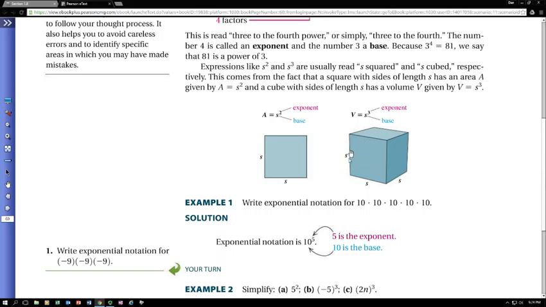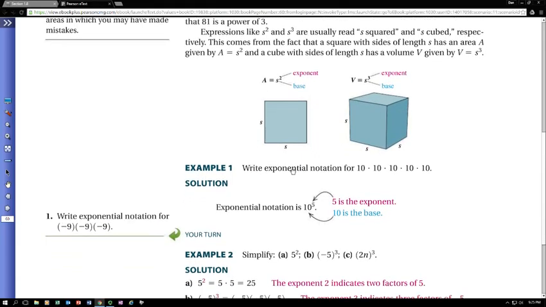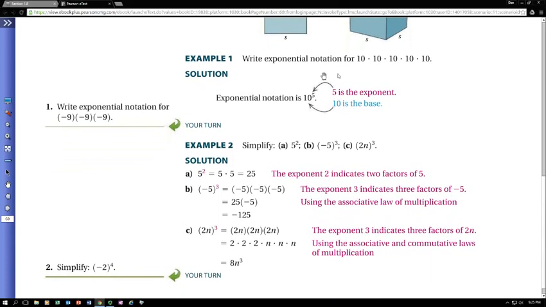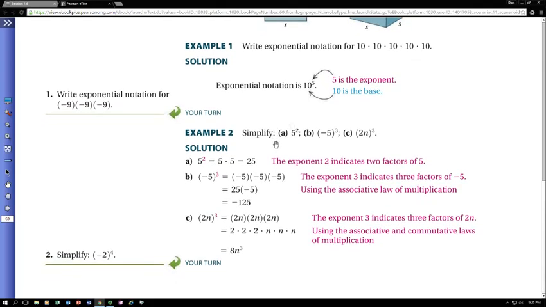A cube has the same length, width, and depth. So to get the volume of this cube, you take s to the 3 power, or thus the nickname for it, which is s cubed. So you're going to do things like write this multiplication in exponential notation. The base is 10. It is a factor 5 times, so it's 10 to the 5th power.